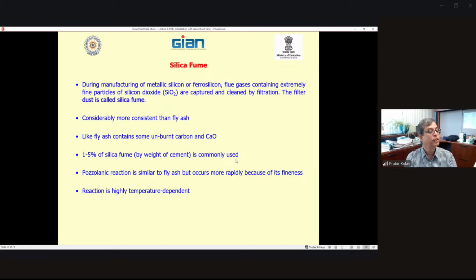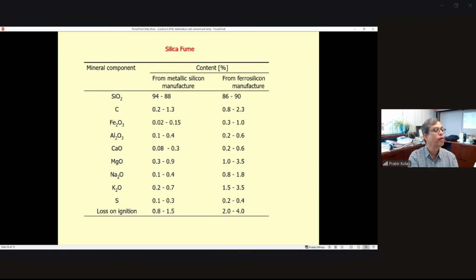1 to 5% silica fume is commonly used, but we have to be careful while using this silica because it's so fine. If you inhale it, then it will be a problem, and silicosis and other diseases may happen. The polymer reaction is similar to fly ash, but occurs more rapidly because it's very fine. Okay, and the reaction is highly temperature dependent. Most of the cases, the reaction takes place when the temperature is more, right?